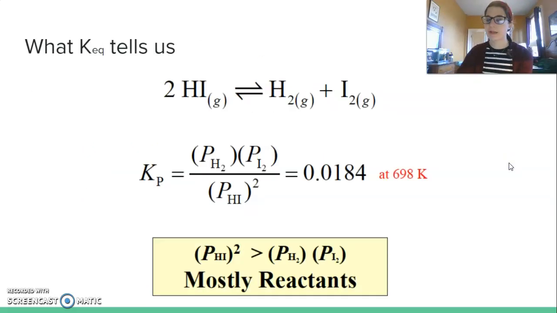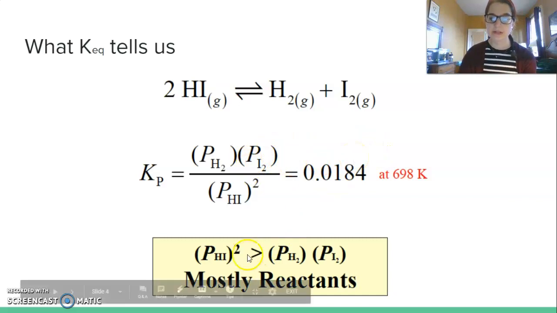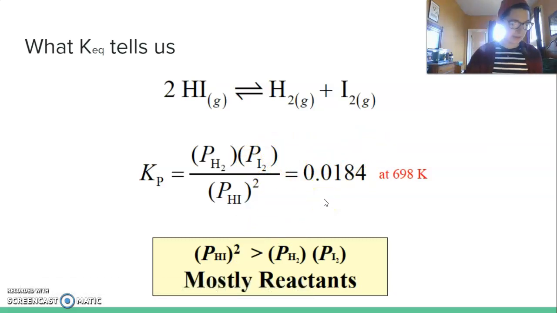So what do these values actually mean? K equilibrium actually tells us a lot about how this reaction lies. If we get a value that is basically less than 1, that means that our numerator is significantly less than the denominator. In the numerator, we have our products. In the denominator, we have our reactants. So this tells us that the products are a lot less than the reactants, whether it's pressure or concentration. In this case, the pressure of the products is less than the pressure of the reactants.